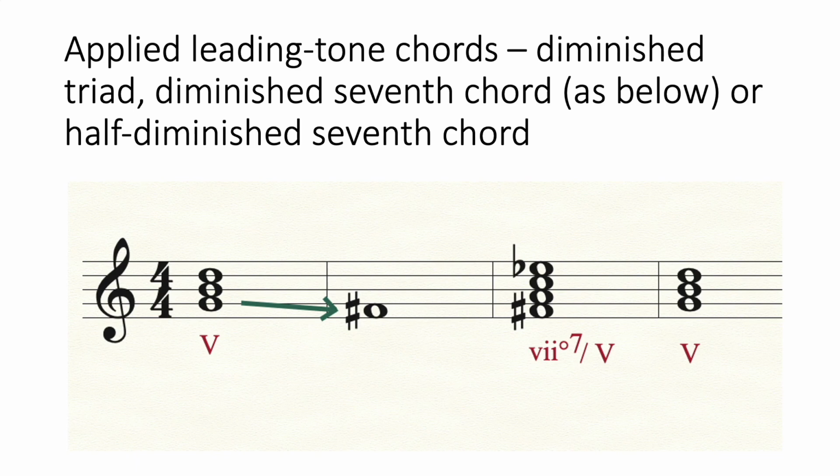Another kind of chromatic harmony is the applied leading tone chord. To create an applied leading tone chord, we'll take our target chord, which in this case is the dominant chord, and we'll think about what is the leading tone which resolves to that chord. The leading tone in this case would be F sharp.